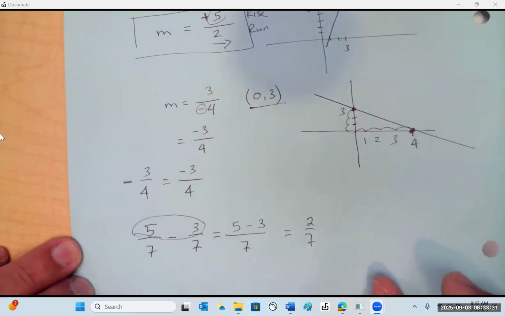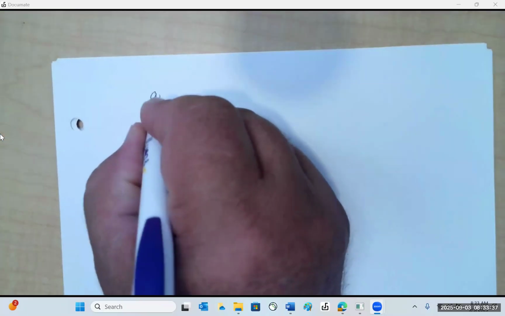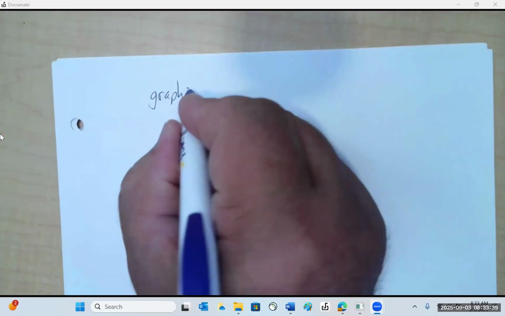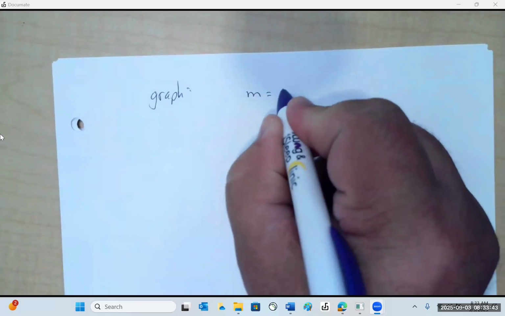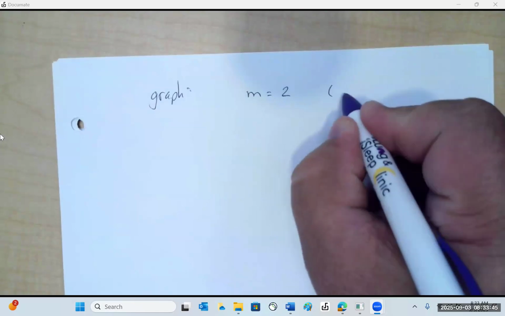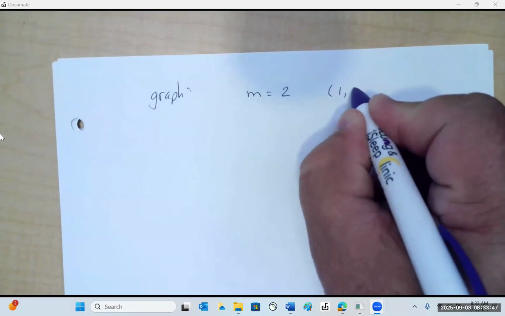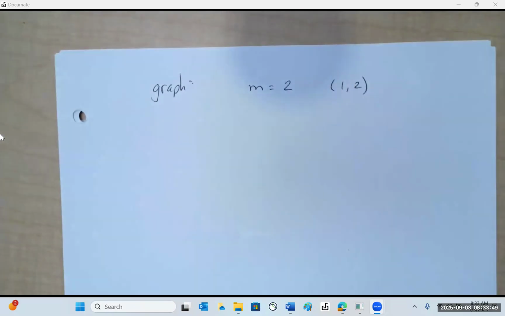Pretty easy so far? Okay. Graph this one.